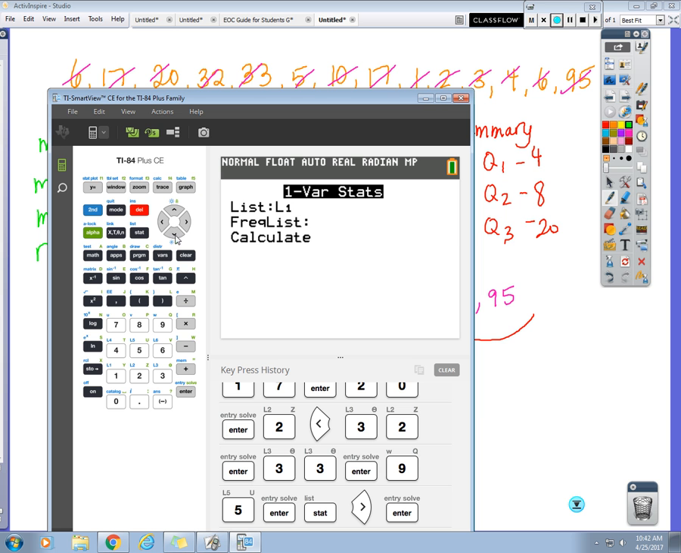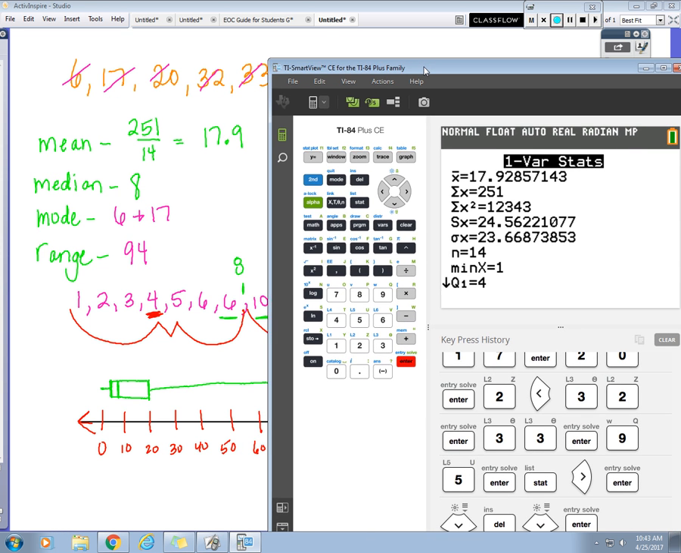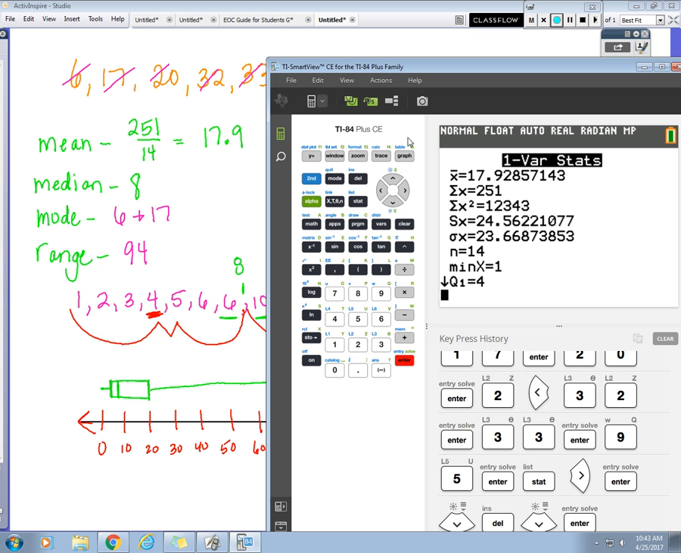Now go down and click Calculate, and you should see this pop up on your screen if you followed all my directions. What did we get for our mean of this data? 17.9. Look, X bar, which is the notation for mean, 17.9. So X bar is mean. What did we get for our median? 8. Median equals 8.